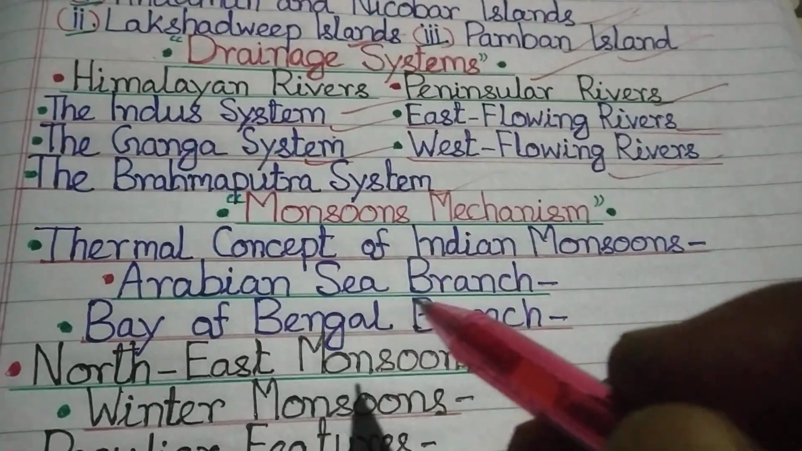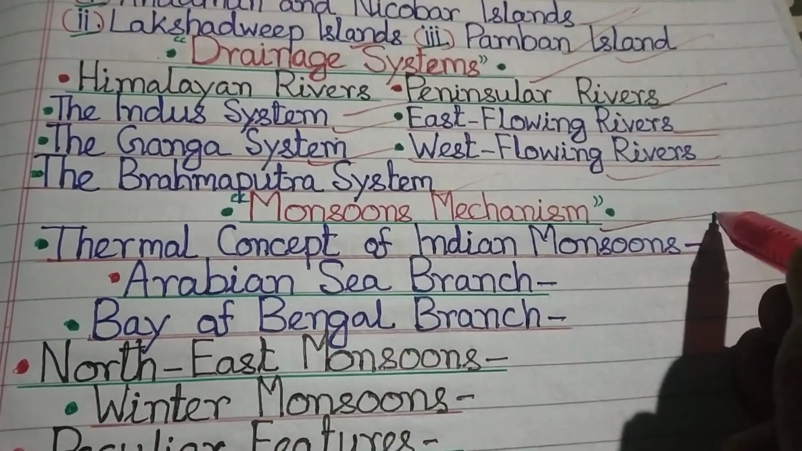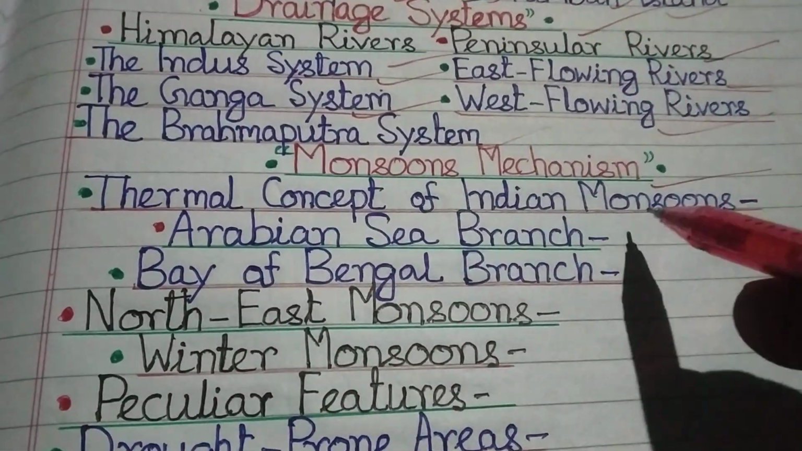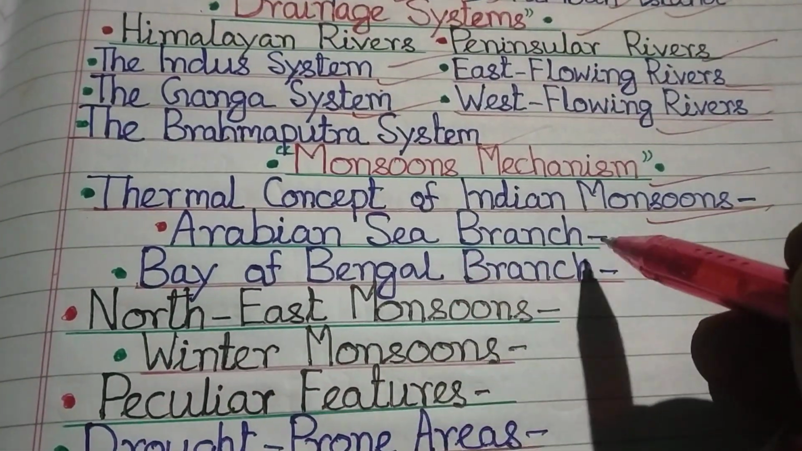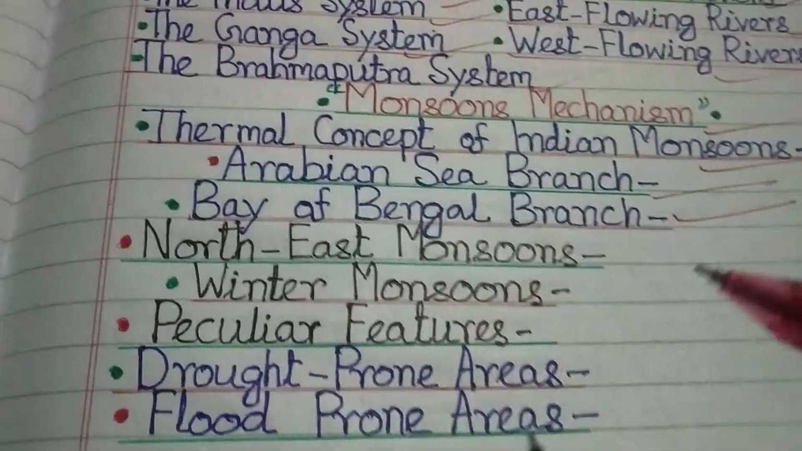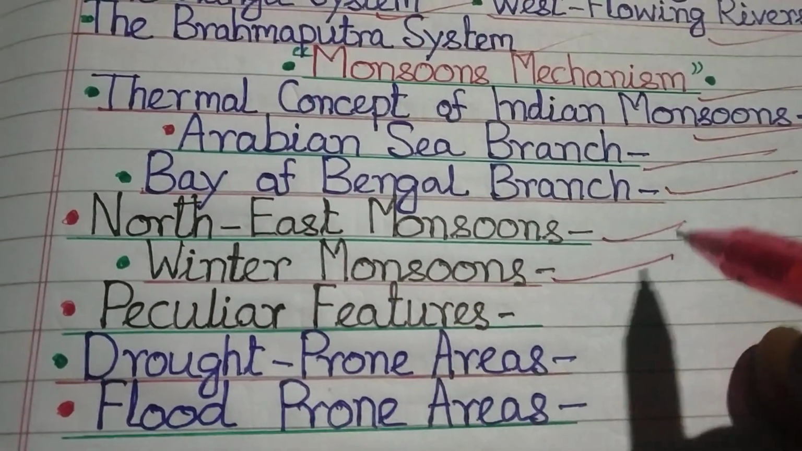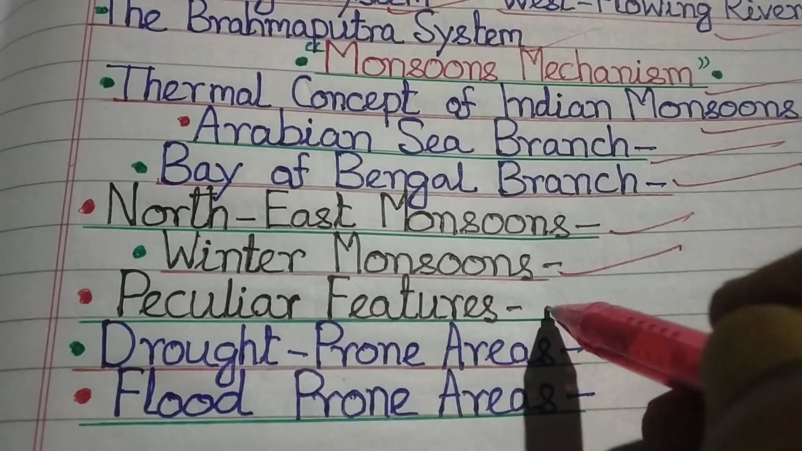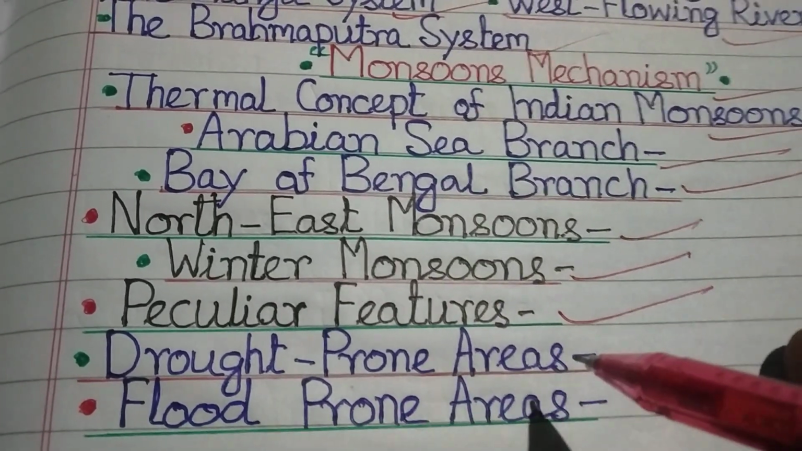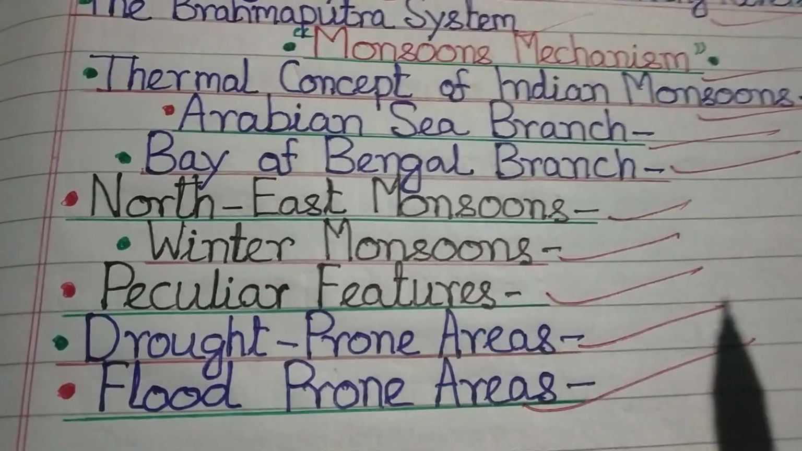And after that we will discuss the monsoon mechanism. So the thermal concept of Indian monsoons, the Arabian Sea branch, the Bay of Bengal branch, then the northeast monsoons, then winter monsoons, then the peculiar features such as the drought-prone areas and flood-prone areas.